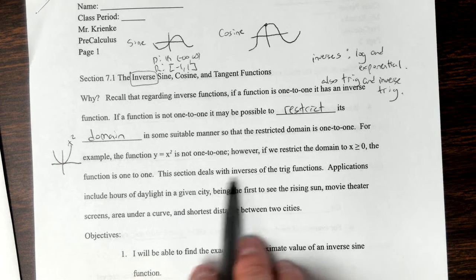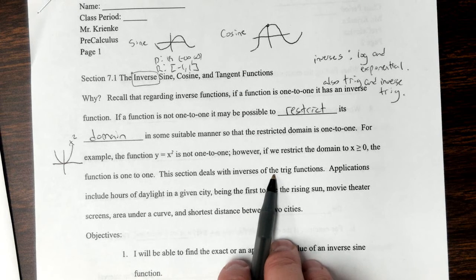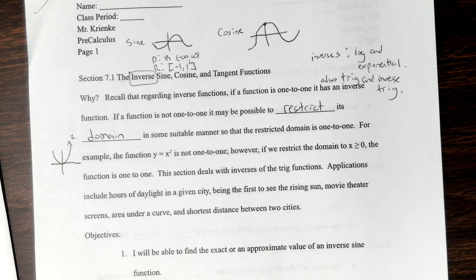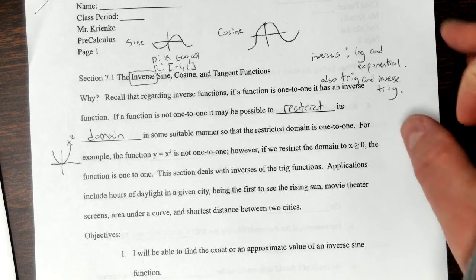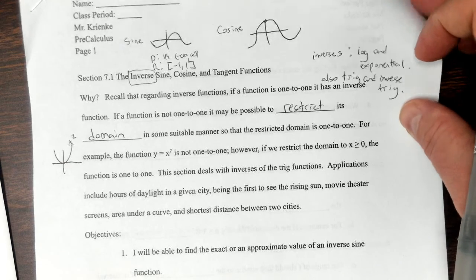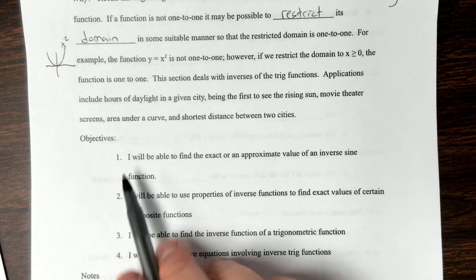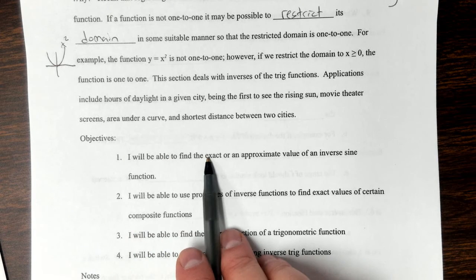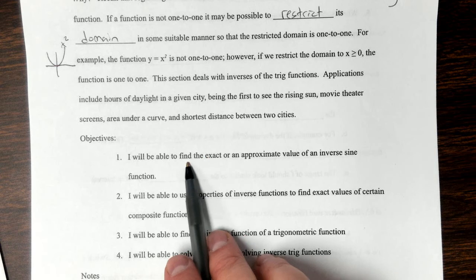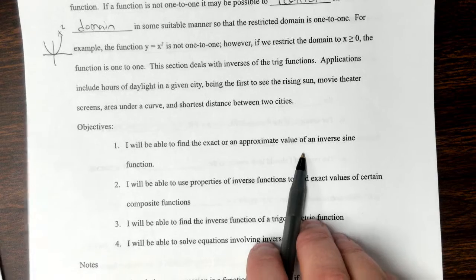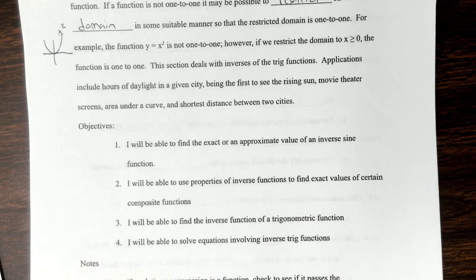In this section, we're dealing with inverses of trig functions. Applications and word problems include hours of daylight in a given city, being first to see the rising sun, movie theater screens, area under a curve, and the shortest distance between two cities. Okay, so your objectives are to be able to use and to be able to find the exact or the approximate value. It's going to be exact if we use our unit circle.